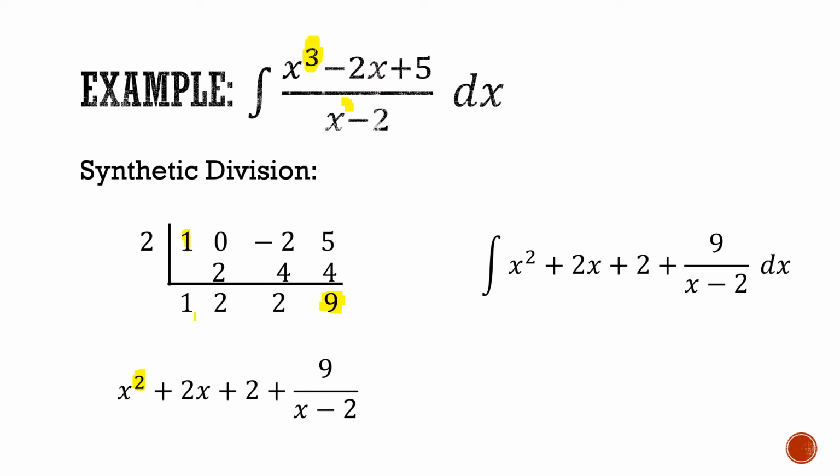All right, so now we have the integral of all that, so the integral of x squared plus 2x plus 2 plus 9 over x minus 2 dx, and I'm going to take my integral to get x cubed over 3 plus x squared plus 2x plus 9 ln|x minus 2|.